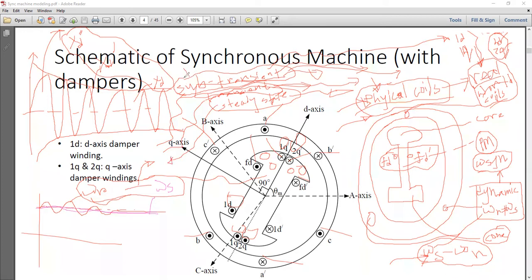So to capture subtransient effects and transient effects, you have to include these things: 1D, 1Q, and 2D, 2Q, etc. And these numbers vary depending on whether you also have some real world damper coils besides the modeled effect of the eddy current flows or the induced voltages through your rotor coils.